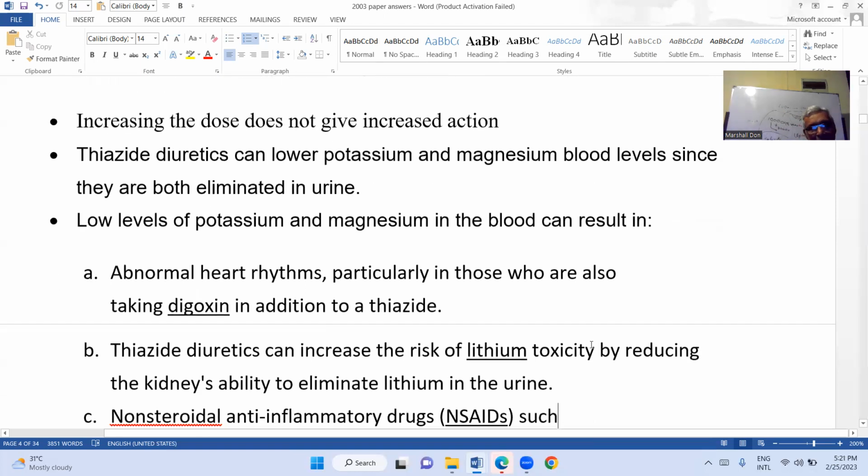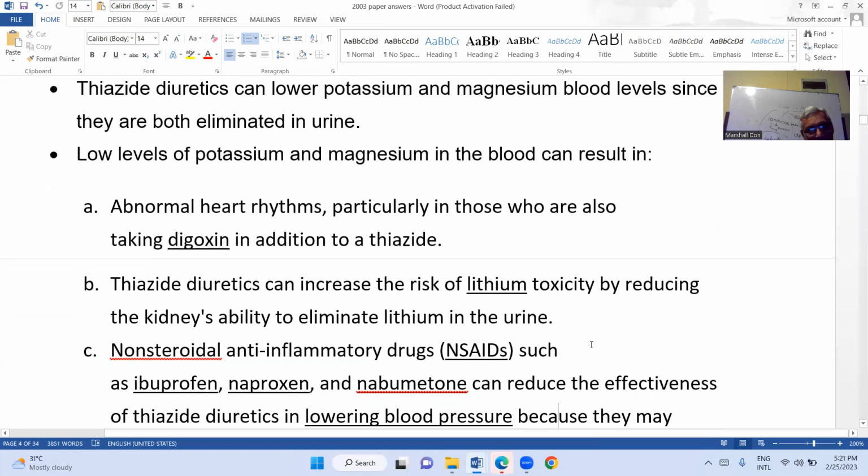So low levels of potassium and magnesium in blood can result in, thiazide විතරක් නෙමෙයි furosemide වලටත් වෙනවා, abnormal heart rhythm, particularly in those who are taking digoxin. Potassium අඩු වුණාම heart rhythm එක වෙනස් වෙනවා.